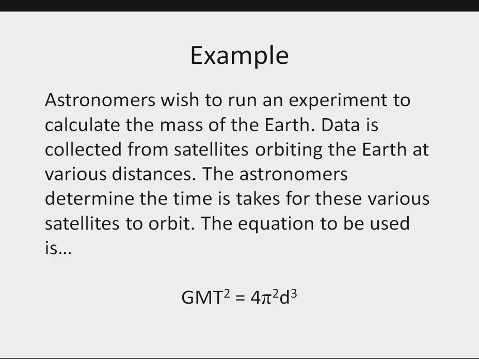Here's one more example. Astronomers wish to run an experiment that will calculate the mass of the Earth. They take data from satellites orbiting the Earth at various distances. The astronomers know the distance of the satellite from the center of the Earth. And what they do is they time how long it takes for those satellites to orbit the Earth. Then they use a derived equation, GMT squared equals 4 pi squared d cubed. G is a fundamental constant, M will be the mass of the Earth, T would be the period it takes to orbit the Earth, and d is the distance from the center of the Earth.